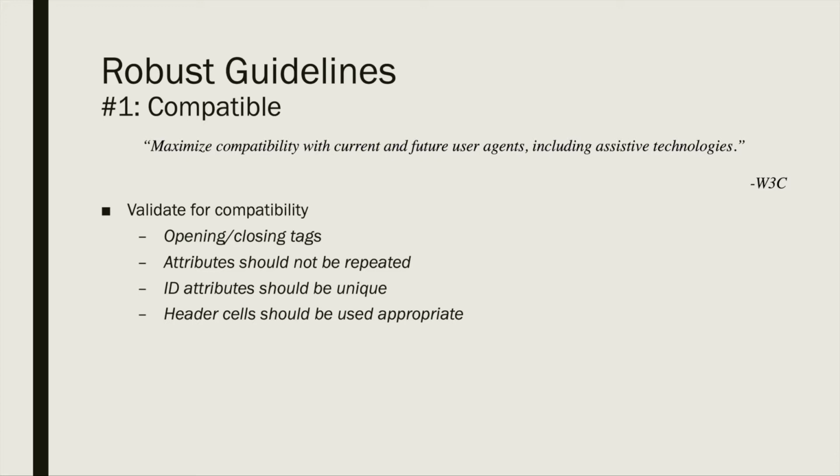The first thing you want to do is validate for compatibility, such as opening and closing tags. Attributes in tags should not be repeated. ID attributes should be unique to the page, and header cells should be used appropriately. Now, this course is making you validate your code not just for its own sake. We're trying to get you into a practice so you can validate your code for compatibility purposes, but also in case you need to pass your code off to someone else, they know the code they're working with is actually valid versus having to go back and try to decode what you coded.